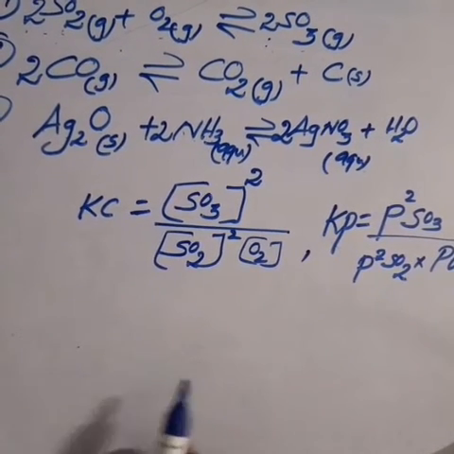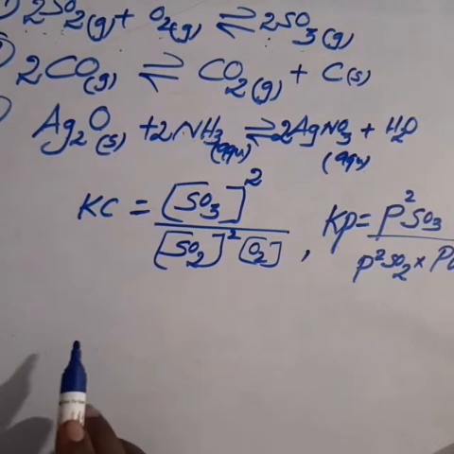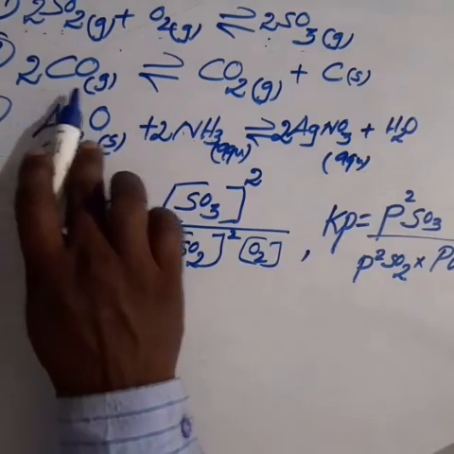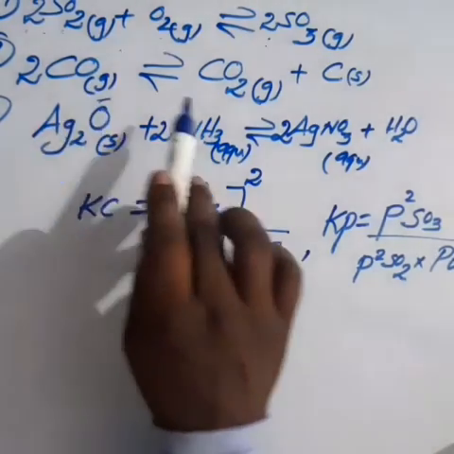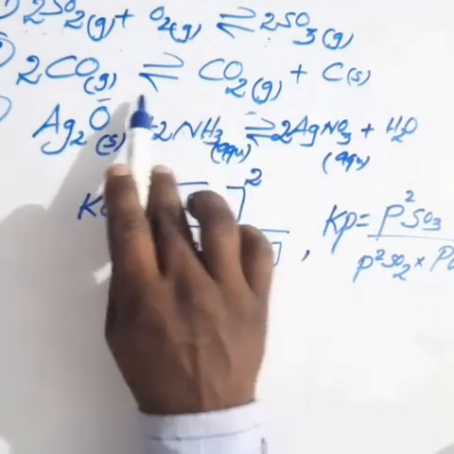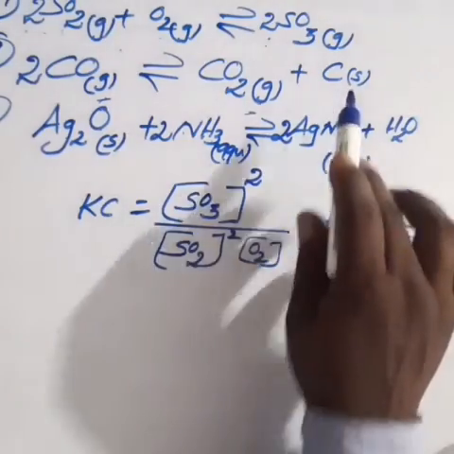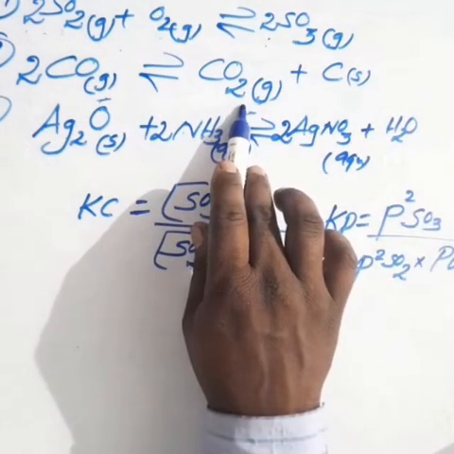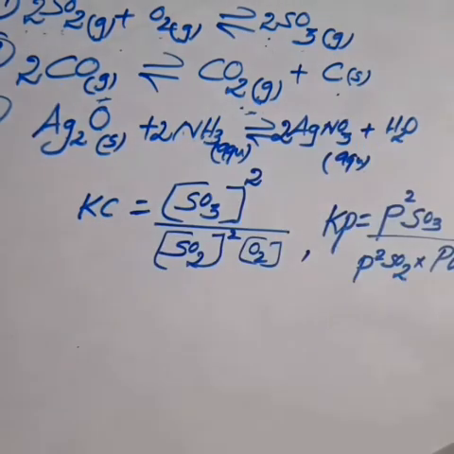Next, how will you write the next two equations? What are the next two equations? The first one is carbon monoxide, CO. This is in gaseous state and undergoes both forward and backward reaction. We get carbon dioxide CO2 gas plus carbon in solid state.